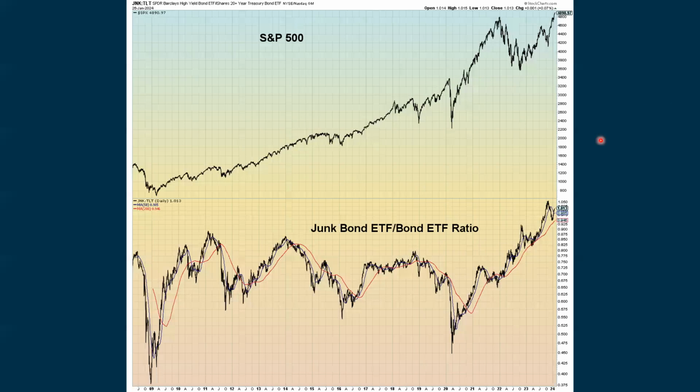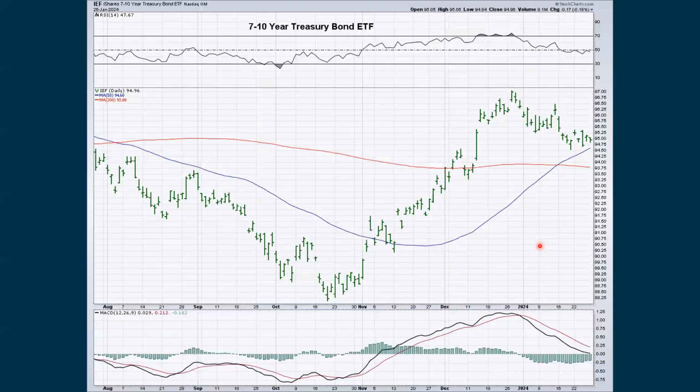We look at a ratio between junk bonds and government bonds. When interest rates were coming down, we saw junk bonds starting to underperform. Now that interest rates are going back up, we're seeing junk bonds starting to outperform and are still in a longer term uptrend. This is the price of the 7 to 10-year bond ETF.